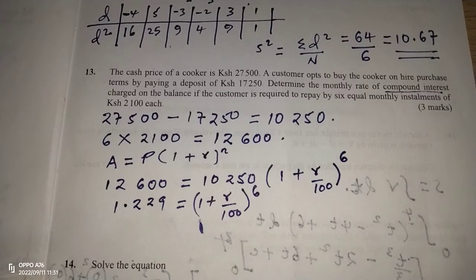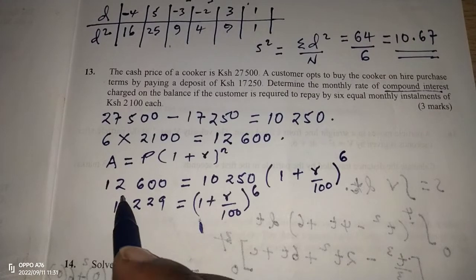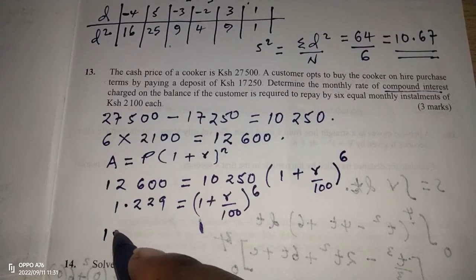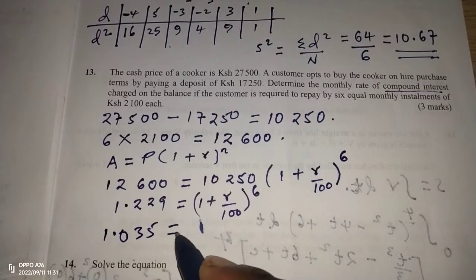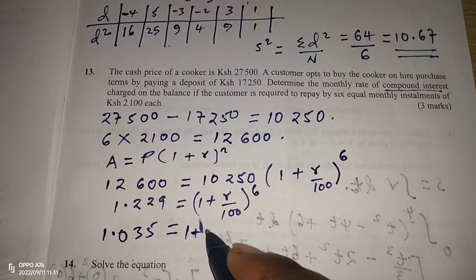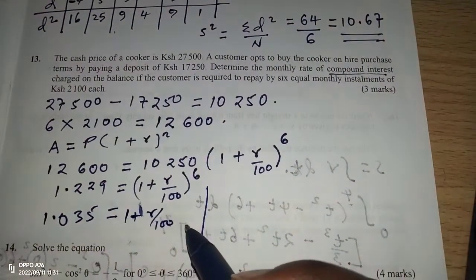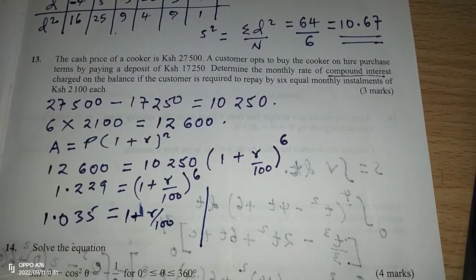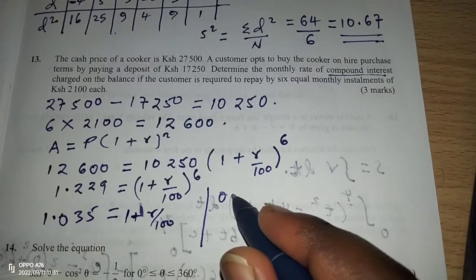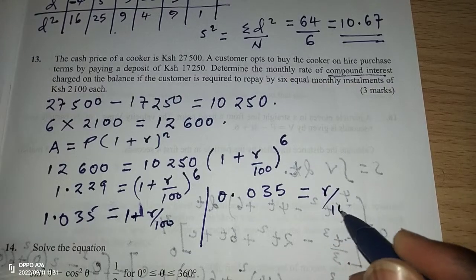So, the sixth root of this value is going to give us 1.035 equals the sixth root of the other side, which gives 1 plus rate out of 100. Therefore, we can now subtract 1 from that side, whereby we will get 0.035 equals R out of 100.